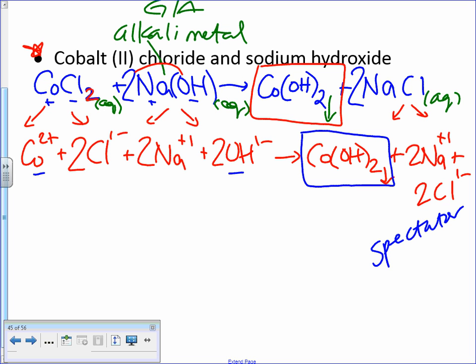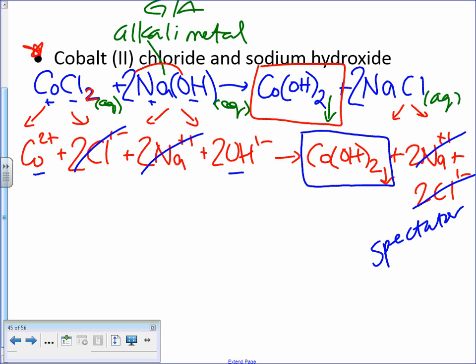So who are the spectators? 2 sodium 1 pluses, 2 sodium 1 pluses, they have to be exactly the same. And then what else? 2 Cl1 minuses, 2 Cl1 minuses. You can actually see who the players are before this, but I want to make sure you have a process, because you'll get caught up on something that maybe is not as easy.